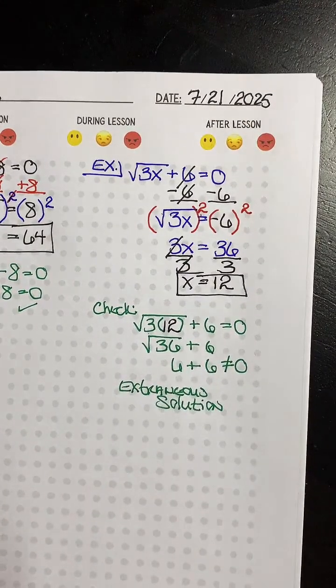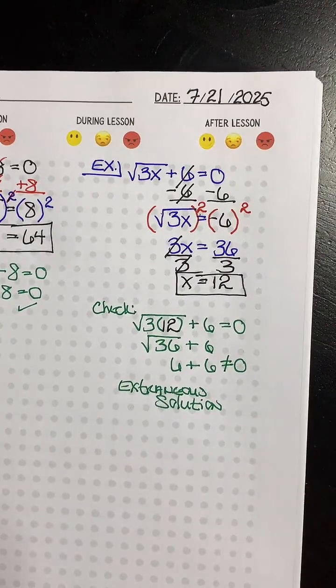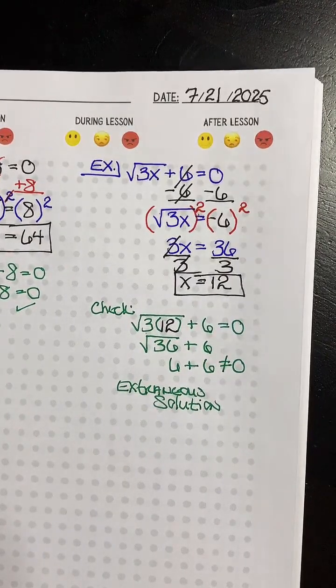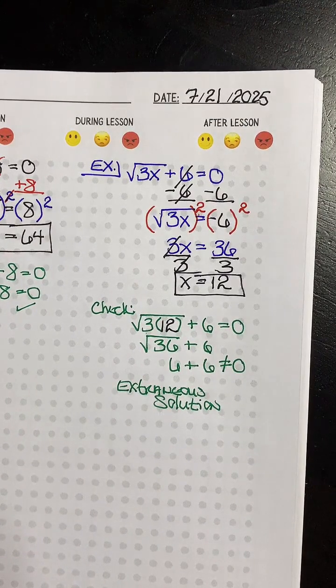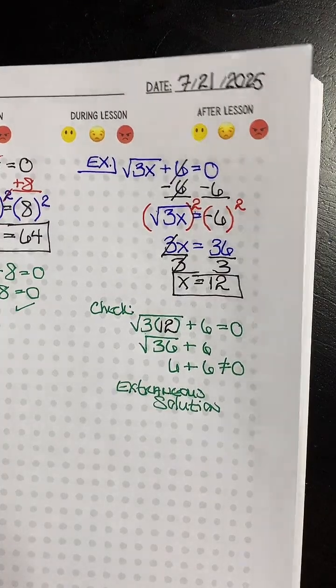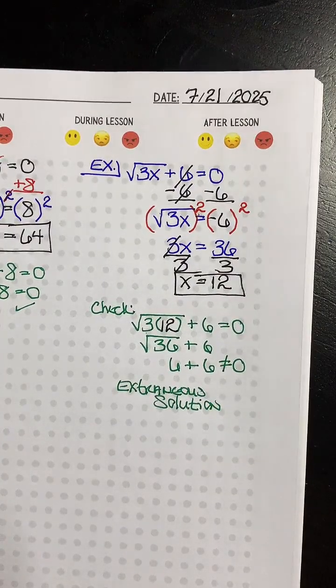I thought square roots of numbers were non-negative. What do you mean? Like you can't have a negative underneath a square root. That's true. It doesn't work out when you plug it back in.